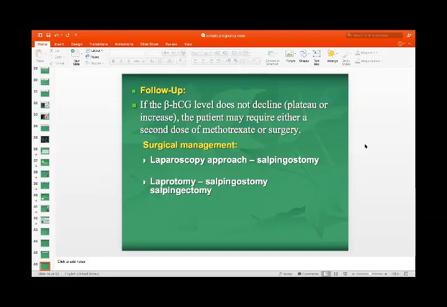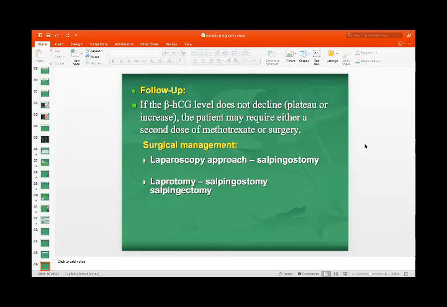How we will follow her up? Methotrexate we have given to her, and we are now monitoring her. So we will follow her up at day 4 and day 7, we will send beta HCG. And on every visit, we will ask about the symptomatology, any pain, any bleeding. And we will do beta HCG on day 4 and 7, and then repeat after every 48 hours.